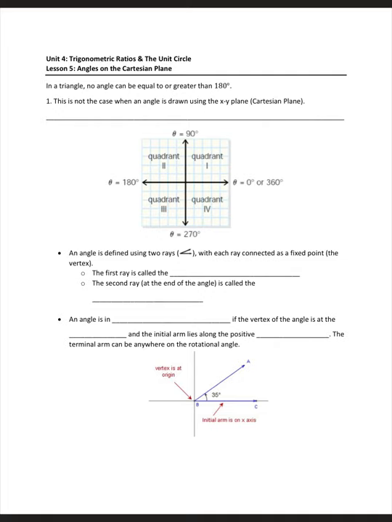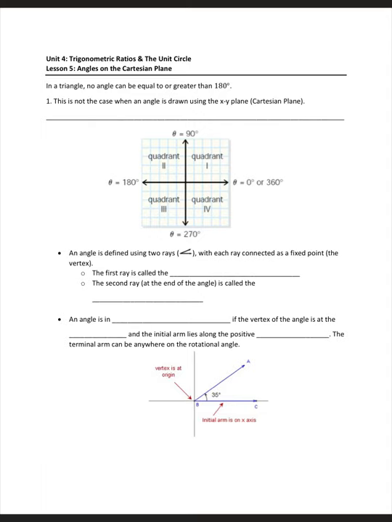Good morning, everyone. Today we're looking at Unit 4, Lesson 5, Angles on the Cartesian Plane. So far in this unit, we've looked at angles inside of a triangle. And in a triangle, no angle can be equal to or greater than 180 degrees, right? And the sum of all the angles is 180 degrees, no more. Well, this is not the case when an angle is drawn using an XY plane or the Cartesian plane. So that's what we have below.